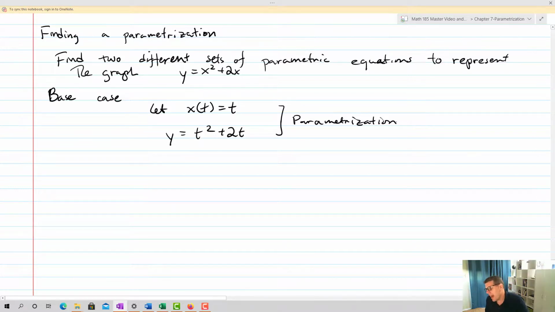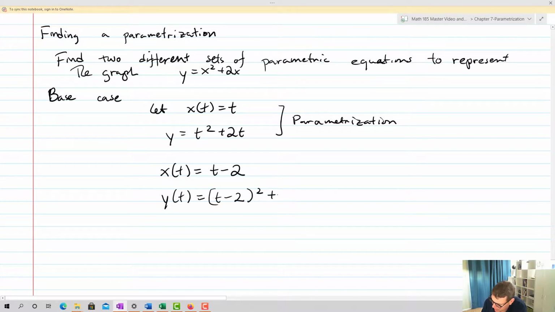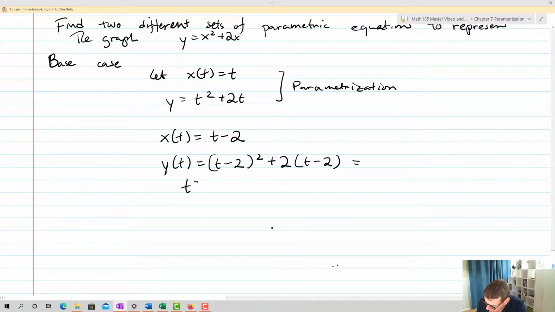On the other hand, what if we had, let's figure out a second one. We want a different set. And so let's figure what would happen if we chose a different x of t. So let's say, for example, we let x of t equal t minus 2. Okay, so we're going to have it be t minus 2. Then y of t is going to end up being t minus 2 squared plus 2 times t minus 2. This gives me t squared minus 4t plus 4 plus 2t minus 4. Okay, which ends up equaling t squared minus 2t. And so that's our other parametrization.